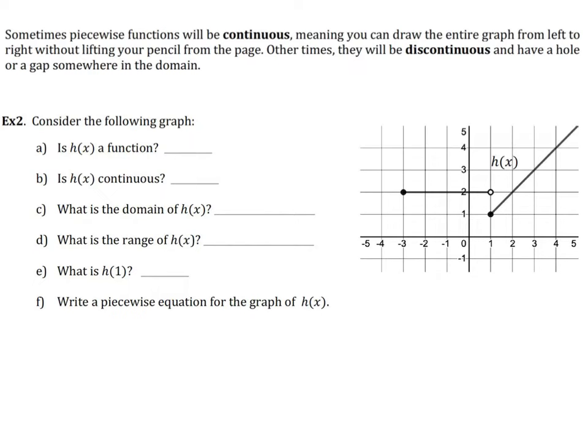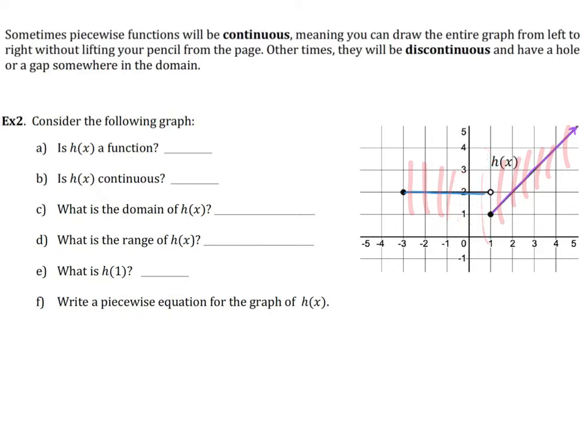So here we have a function. It's a piecewise function because we have 2 pieces. We have this horizontal line here, and then we have part of a line here. It's like a ray. And so question number 1 is, h of x, if we're calling this function h of x, is it a function? So does it pass the vertical line test? So anytime I draw a vertical line, does it only hit that function once? And I would say yes, it does.